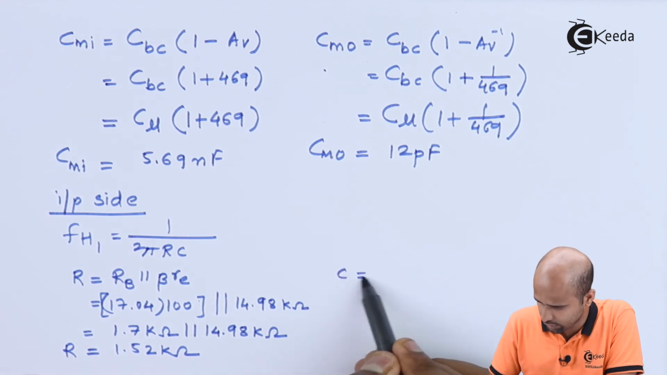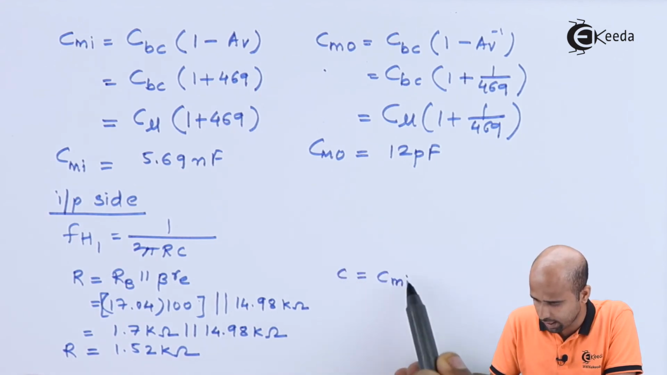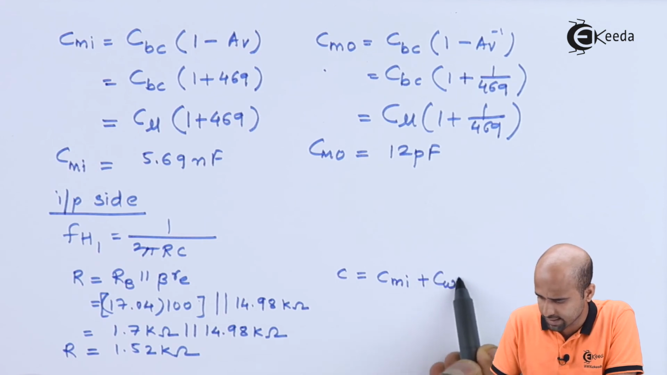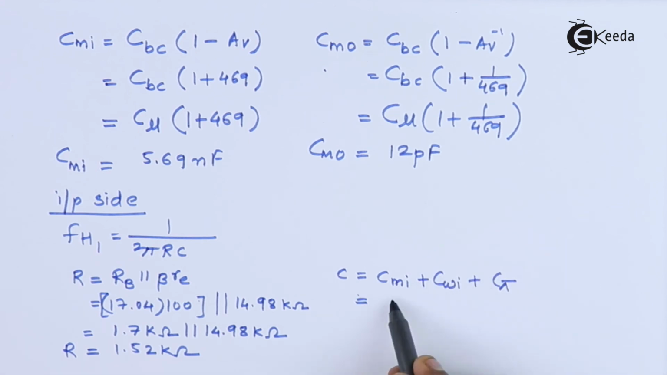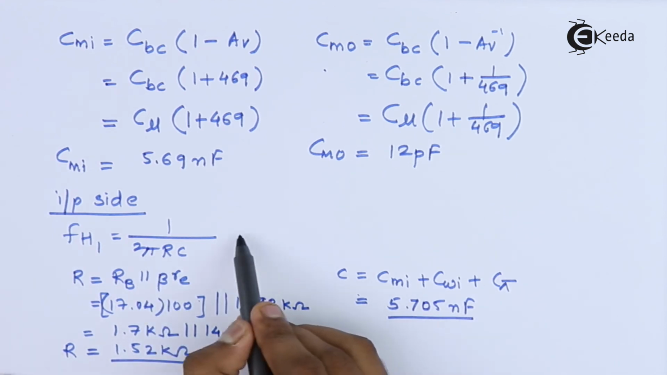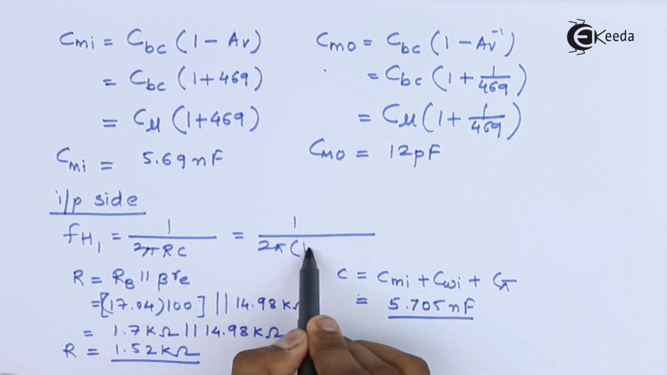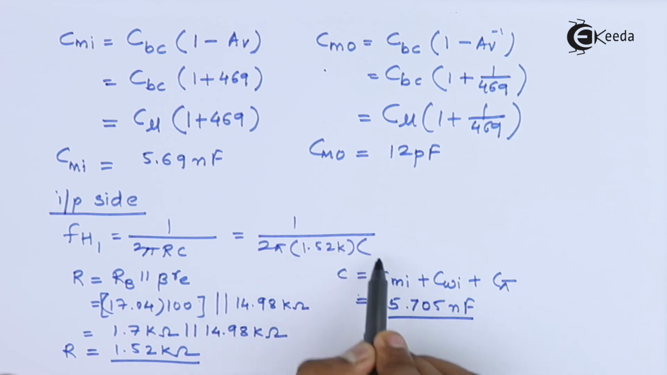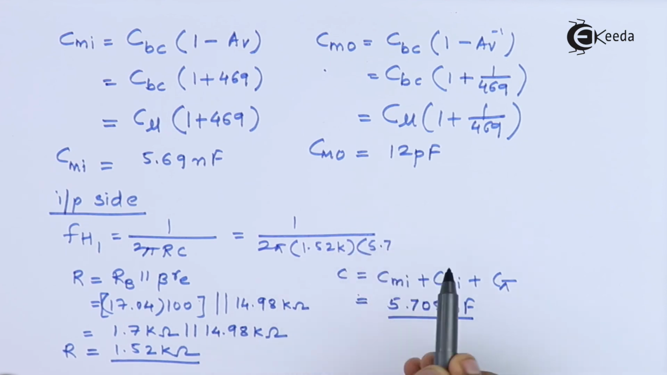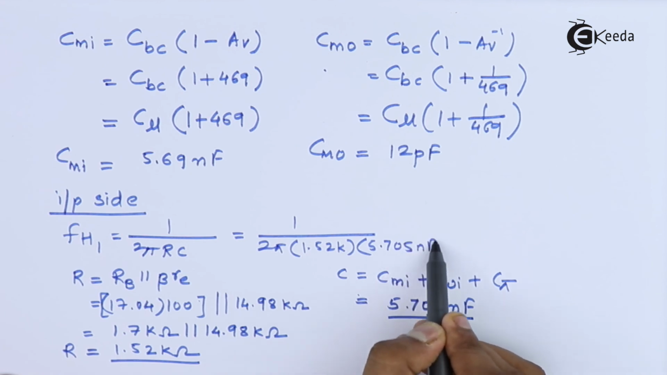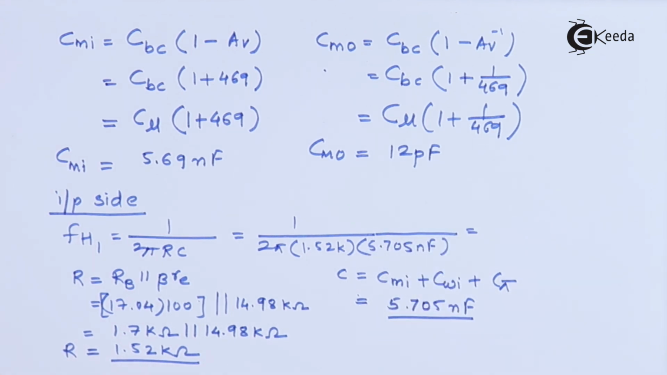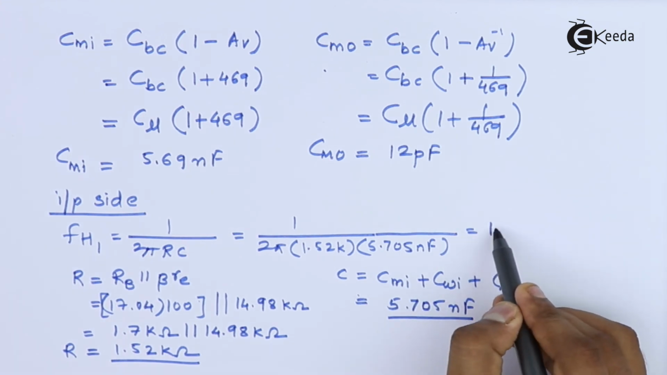Value of C, we have to calculate. C is equal to CMI at the input side, input wiring capacitance, and C pi. This comes out to be 5.705 nanofarad. We'll put these two values in this equation. Then we will be getting the value is 1 upon 2 pi, R is 1.52 K, and this is 5.705 nanofarad. This is coming out to be 18 kilohertz.